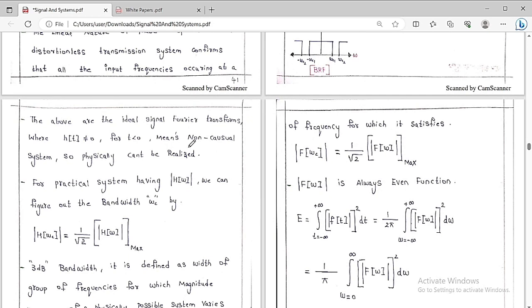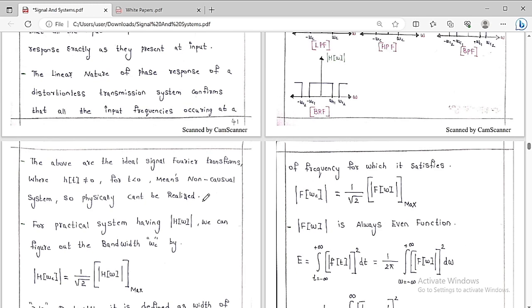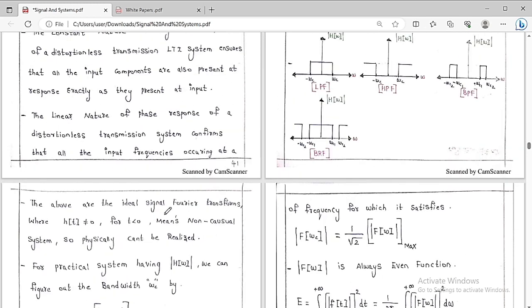The above are the ideal signal Fourier transforms where h of t is not equal to 0 for t less than 0, which means a non-causal system, so physically it can't be realized. So listen carefully. These are basically the ideal high pass filter diagram, ideal low pass filter diagram, the ideal band pass filter, and the ideal band reject filter. These are the ideal graphs.